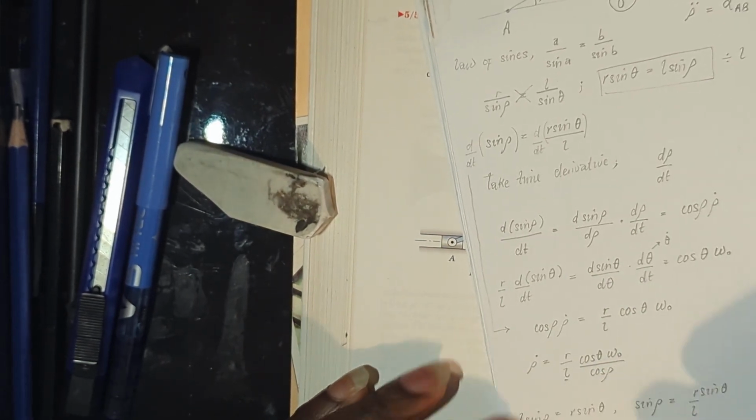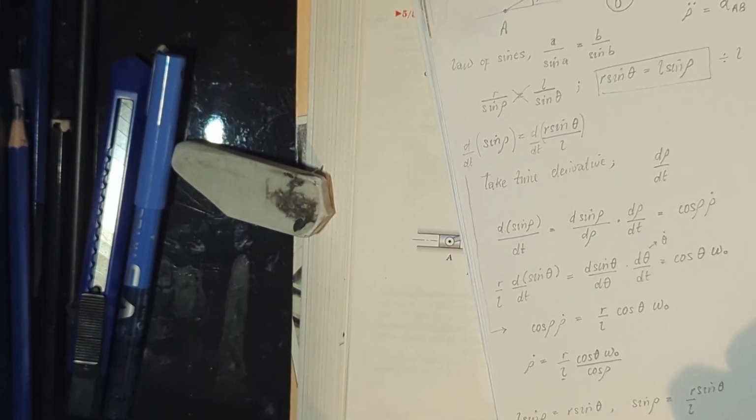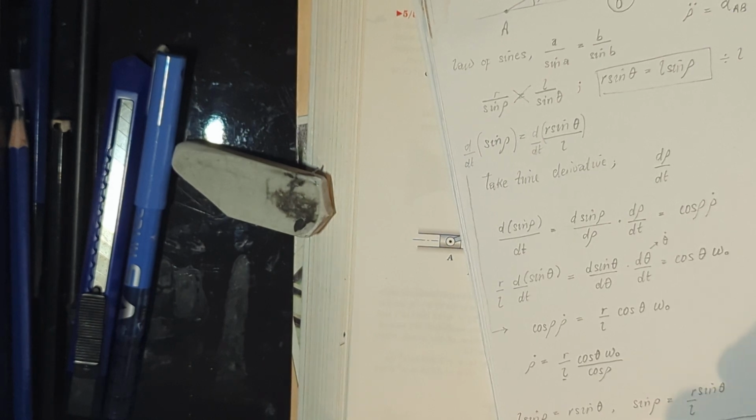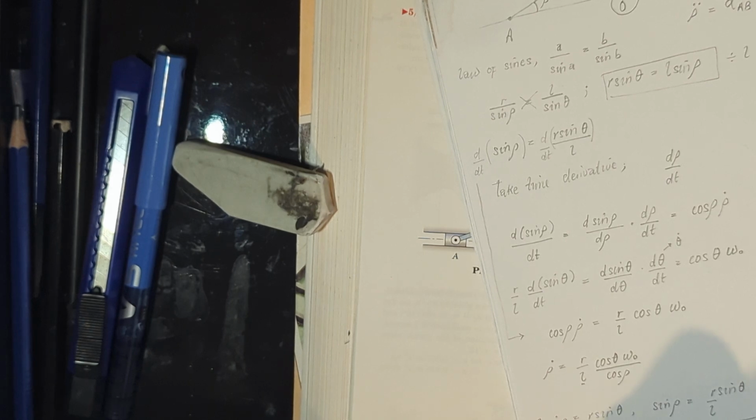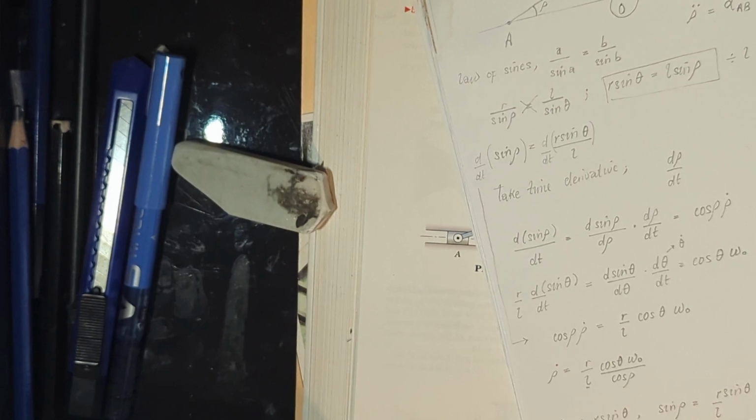So we could put this now: cosine rho equals the square root of 1 minus sine squared rho. Now what is sine rho? If I square this, I have sine squared rho is r squared over l squared sine squared theta. So I take all this and I sub in here. Then I have 1 minus r squared over l squared sine squared theta.